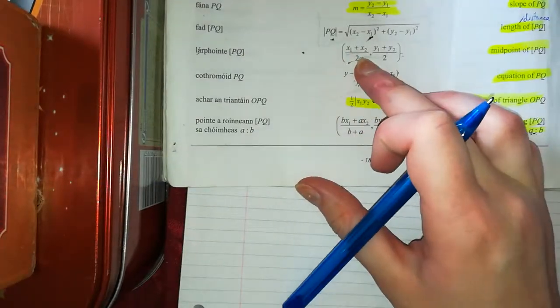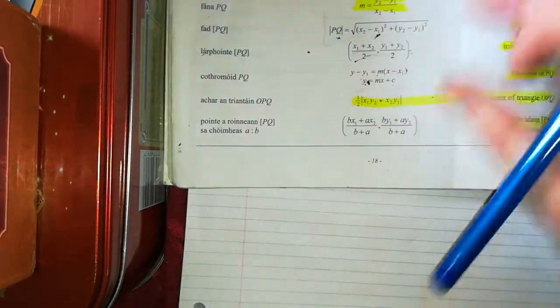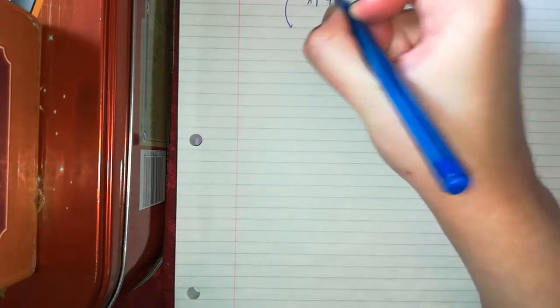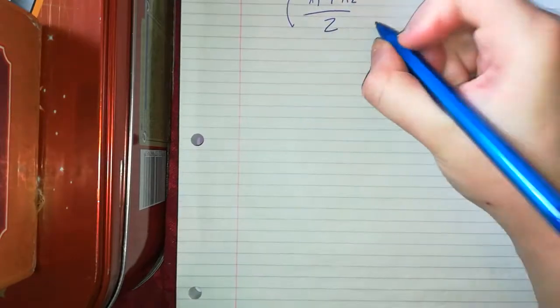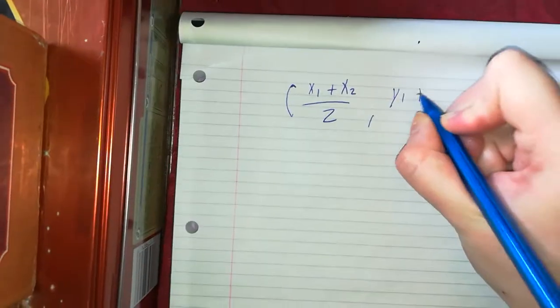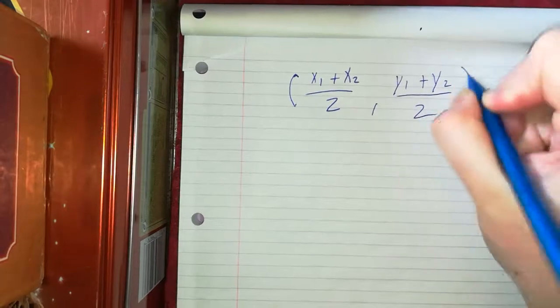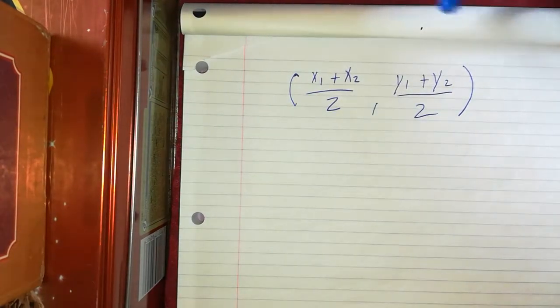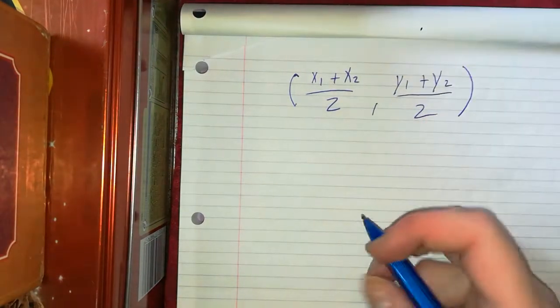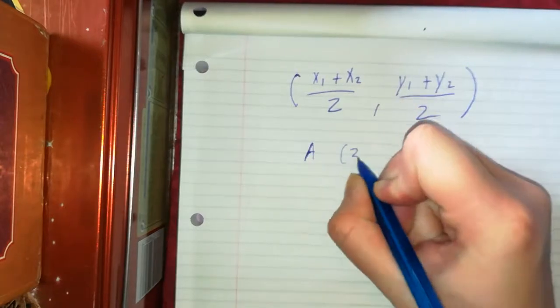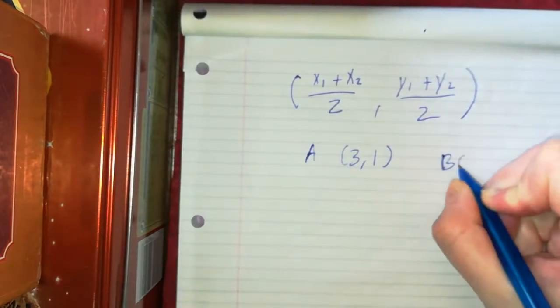So the midpoint formula is x1 plus x2 over 2, and then y1 plus y2 over 2. So we want to get the midpoint of AB. So A is 3, 1, and B is 0, 4.